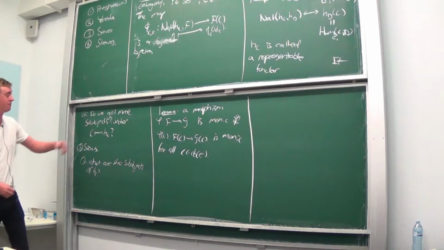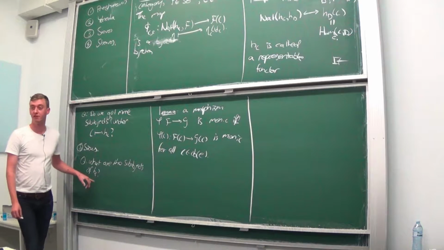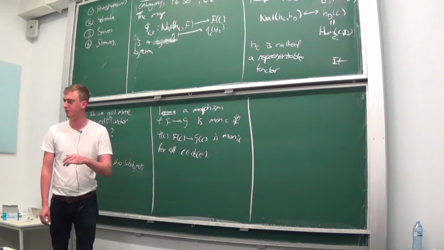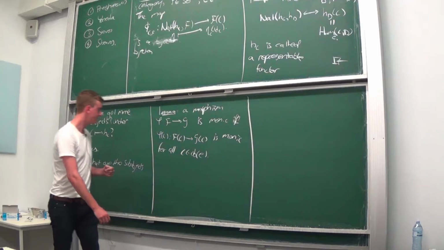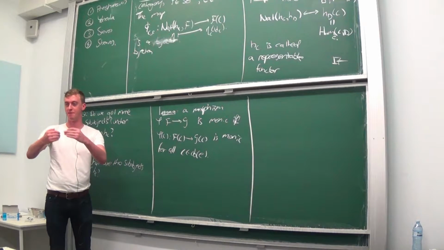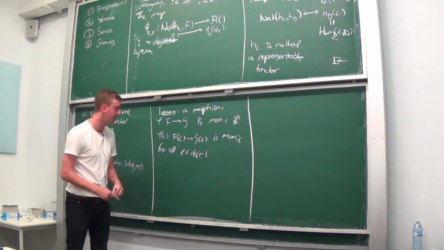And the result of this is going to be that subobjects of HC are going to always be represented by a subfunctor. Was this mentioned in previous talks? Well, a subfunctor is a functor such that its image on every object maps into the image of the second functor. It's what one would expect it to be.